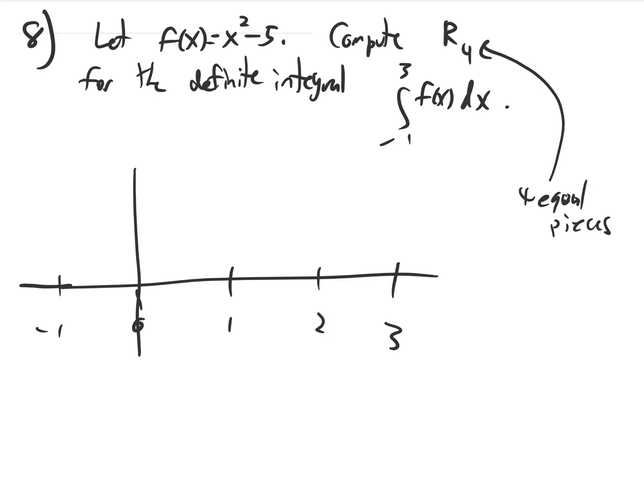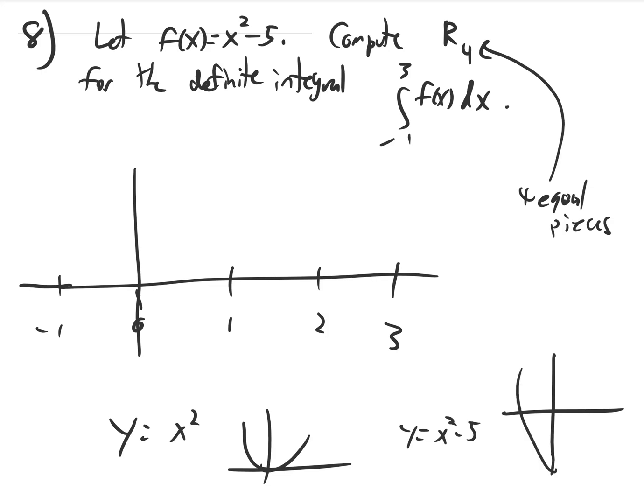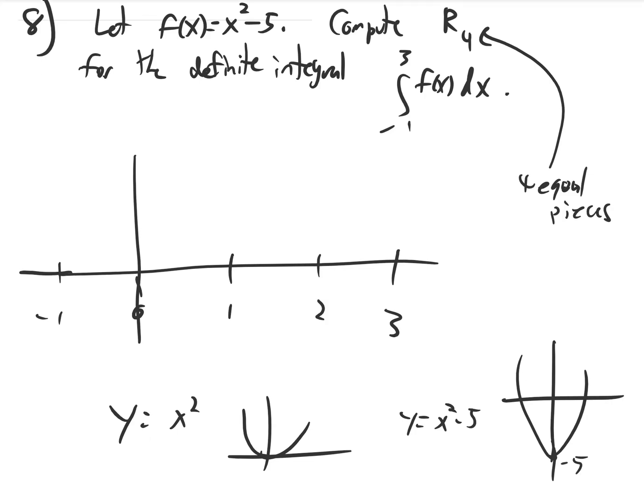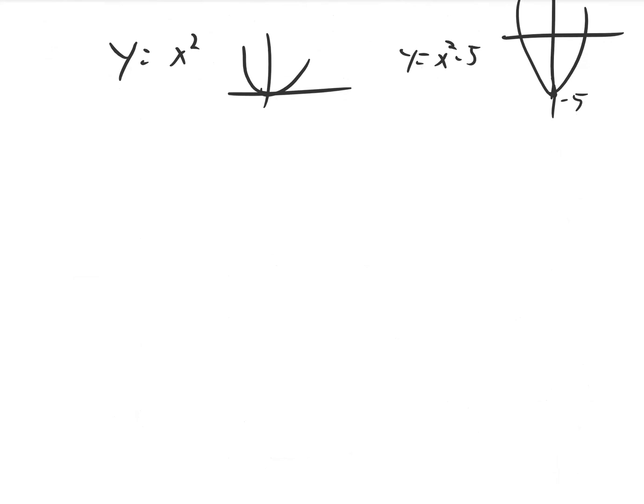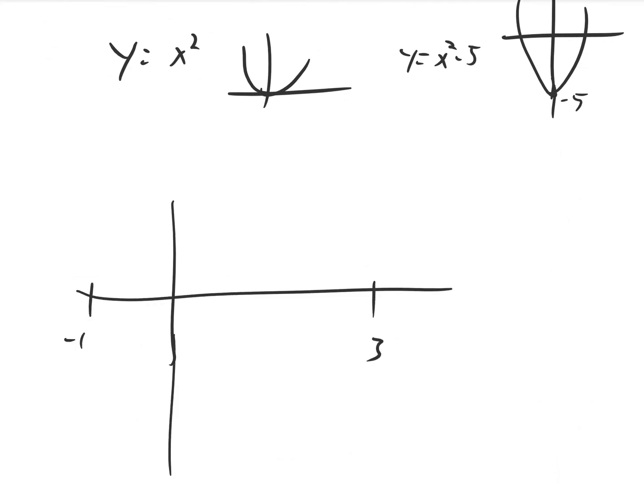All right. This function is not very complicated. If we have y equals x squared, that just looks like a parabola, and then y equals x squared minus 5. It's just shifted down 5. So let's sketch the function roughly. It'll help us keep track of what we're doing. So it's not strictly necessary. So there's our function.